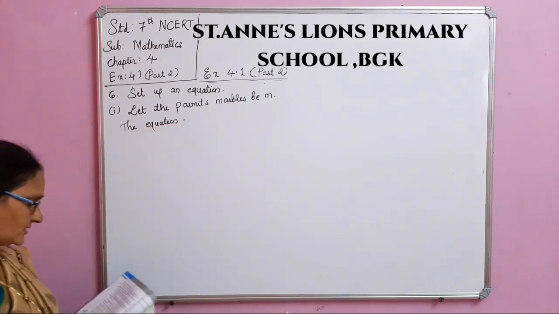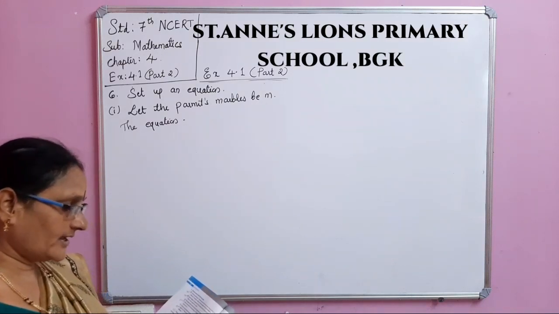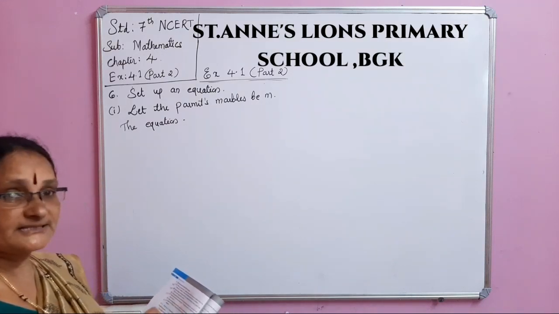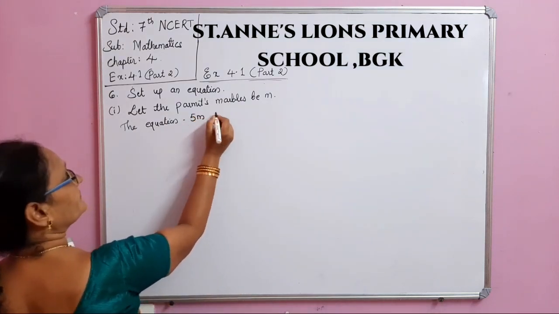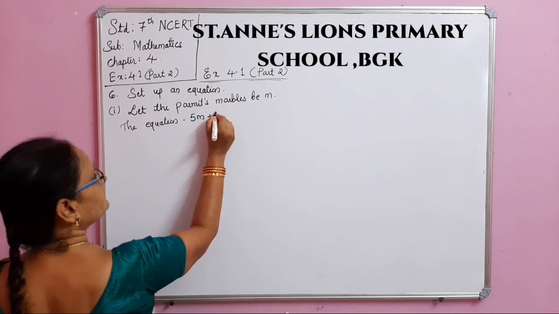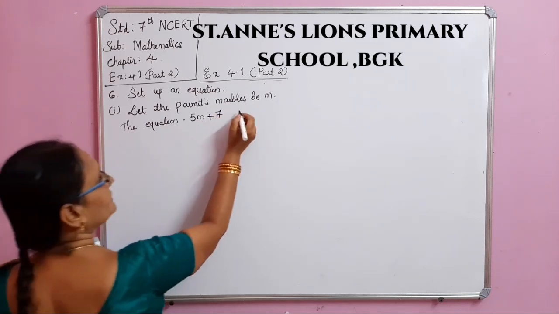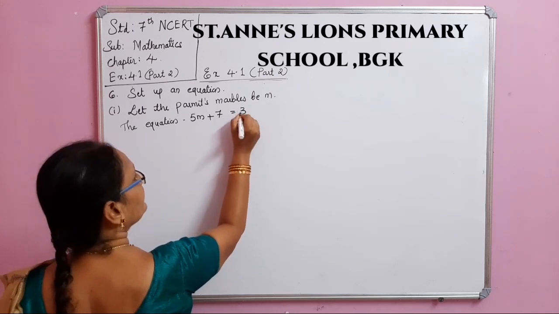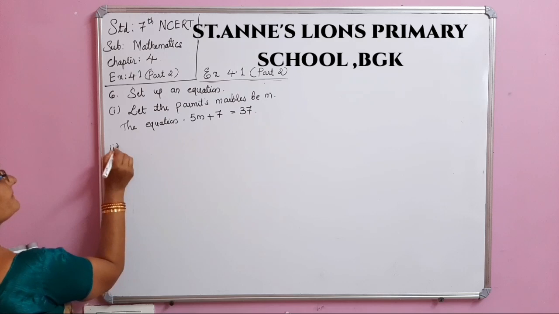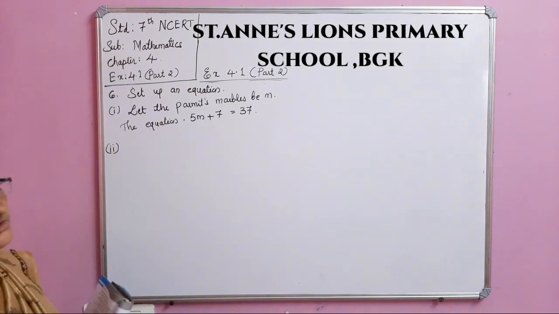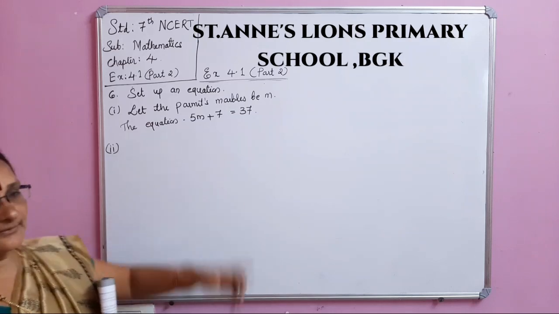What is the equation? Irfan says that 7 marbles more than 5 times the marbles Parmit has. That means 5m. Irfan is having 7 more than the 5 times the Parmit. The total marbles are 37. So the equation is like this. So first you write the question, then Parmit's marbles be m, the equation.